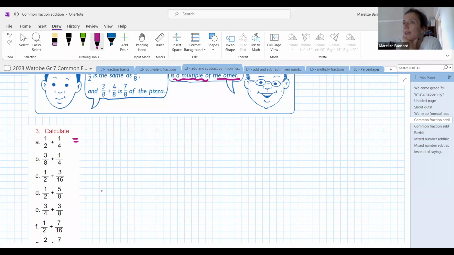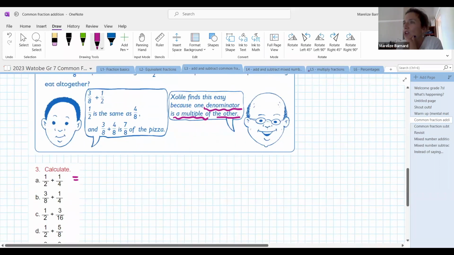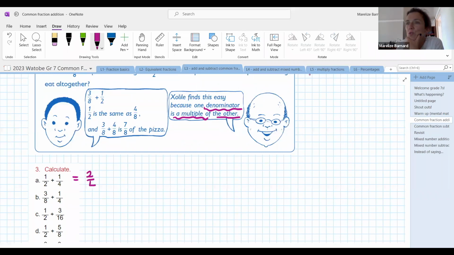We need to make the fractions the same kind of fraction. So what can we change it to? Yeah, so like the man says here with the glasses, it's easy because one denominator is a multiple of the other. So 1/2 is the same as 2/4 plus 1/4. That gives me 3/4.